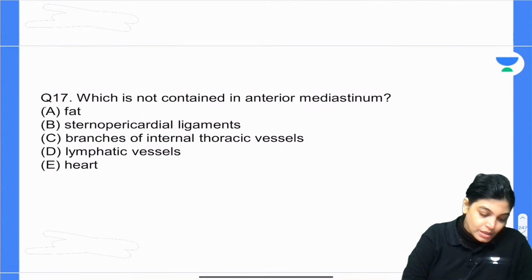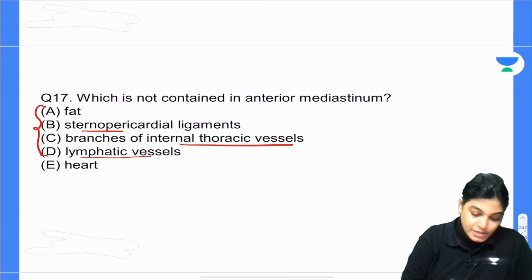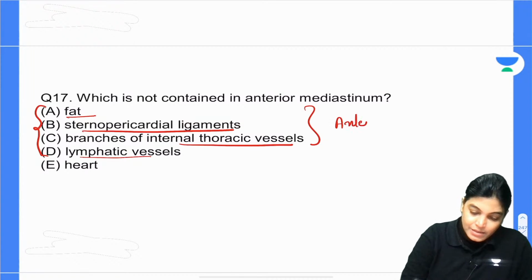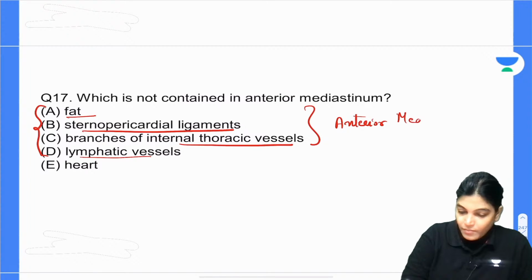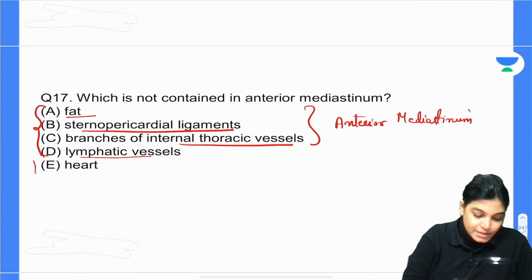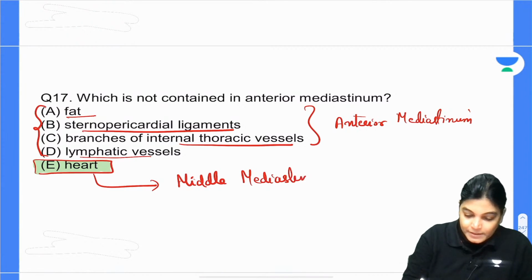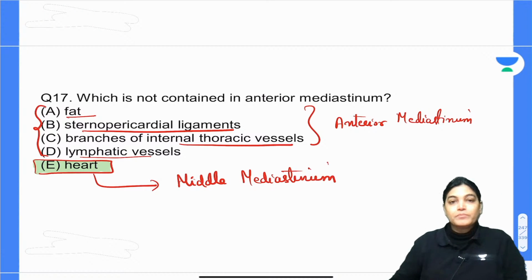Actually all the others, that is fat, lymphatic vessels, branches of internal thoracic vessels, sternopericardial ligament, all these are the content of anterior mediastinum. But heart is not the content. Why? Because heart is the content of middle mediastinum. Heart is the right answer because heart is the content of middle mediastinum. Got it?